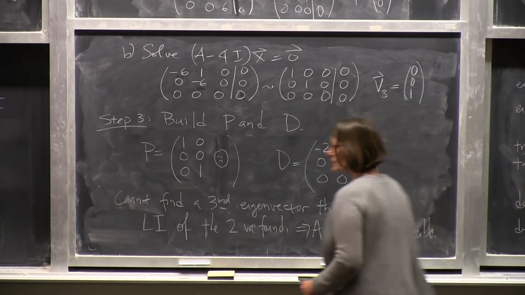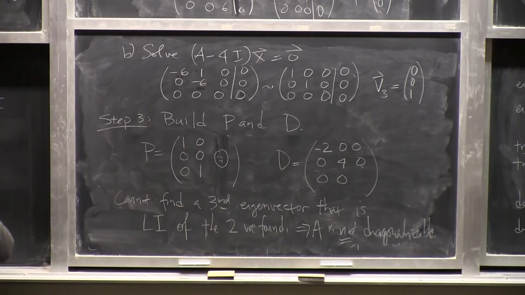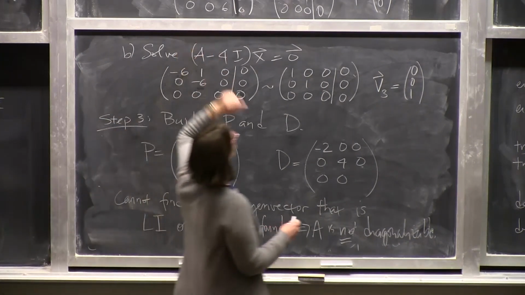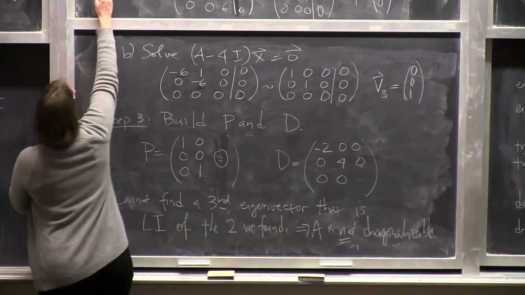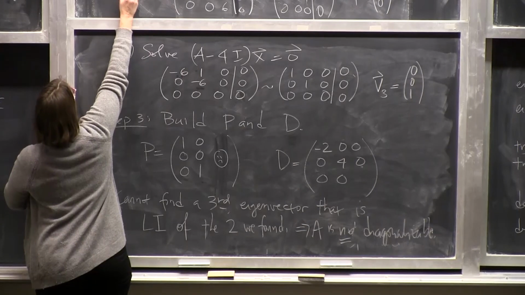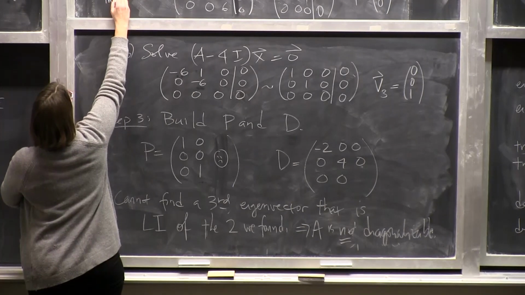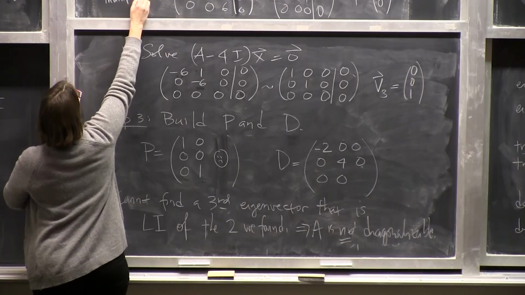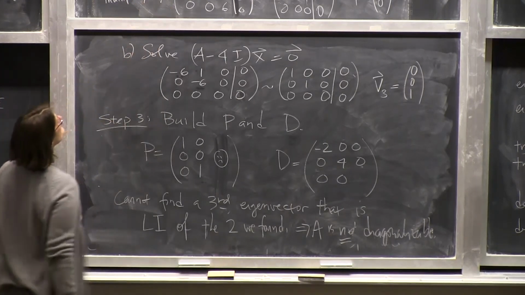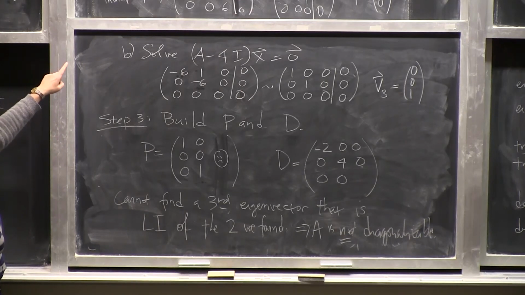So the only time things are going to go wrong in terms of trying to diagonalize things is if you have repeated eigenvalues and you cannot find as many eigenvectors as the algebraic multiplicity. Here, the fact that we found only 1 meant that this has geometric multiplicity equals 1. If the geometric multiplicity is less than the algebraic multiplicity, stop, you are not diagonalizable.